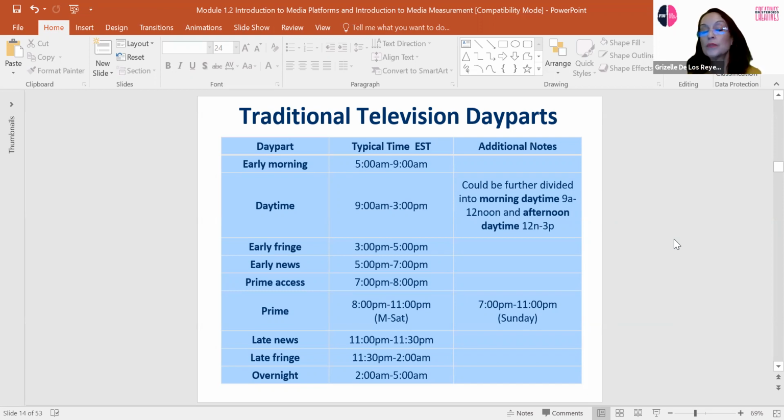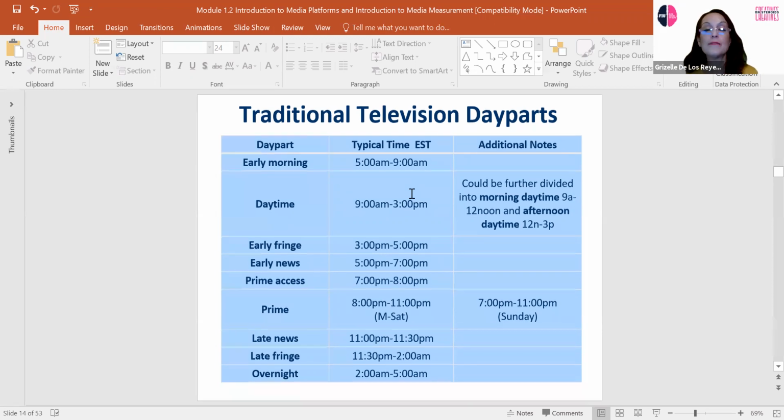Then you get your early news. Then you get your prime access, which is that hour right after the news, right before prime time. Then you get your prime time. This is like the money maker. In broadcast, it tends to be Monday through Saturday, 8 to 11, and then Sunday, 7 to 11. Late news, which is again right after prime, before late fringe, which are all your late news, late talk shows, or whatever it is after the news. So you have late news, you have late fringe, and then you have your overnight programming. Again, these are general guidelines so that you have a sense of how a station calls their time frames.